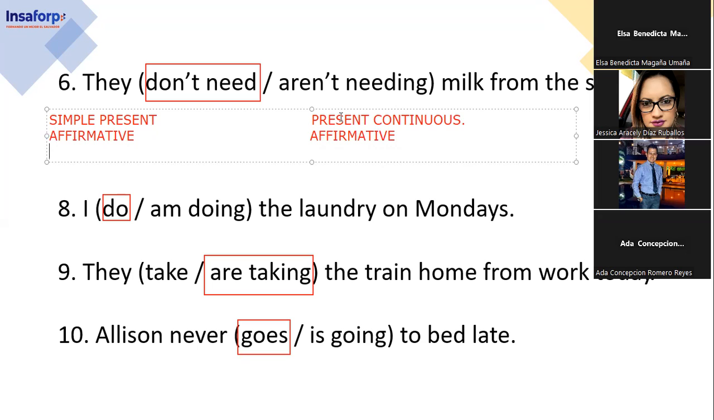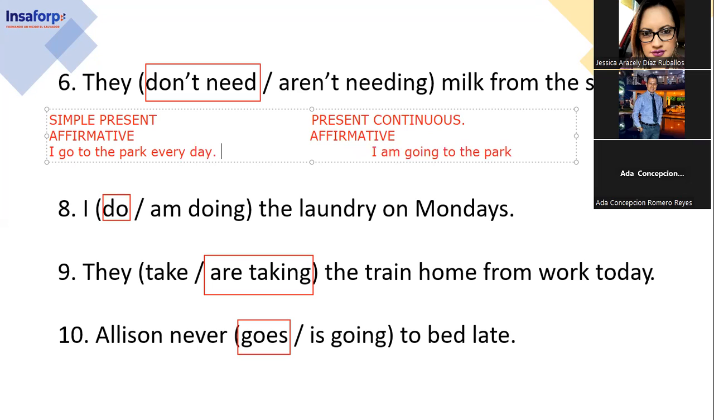Okay, in the simple present, I use the subject: I go to the park, right? In the present continuous, I use the verb to be, and the verb go, but we add ing. I am going to the park. The characteristic is that when I say I go to the park, I can use an expression that indicates frequency, for example, every day. In the case of the present continuous, I can use expressions like right now, in this moment, this Saturday, etc. We're going to copy right now.